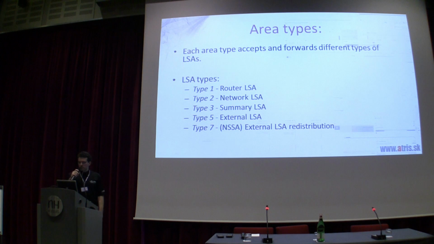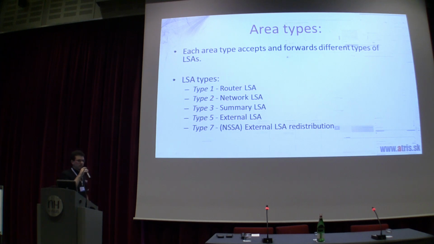So we are talking about LSAs, and that is the main topological informational unit transmitted between routers. Each area type accepts and forwards different types of LSAs. There are 7 types of LSAs. The ones that are important to us are type 1, 2, 3, 5, and 7. So type 1 is just a simple notification about the router. You know, I am a router, I'm on the network, I'm here. Just notifying other peers that I'm a router.